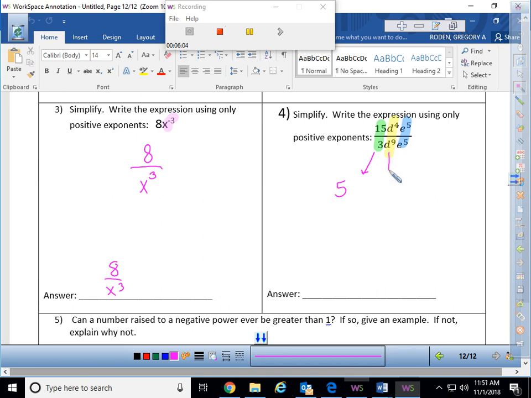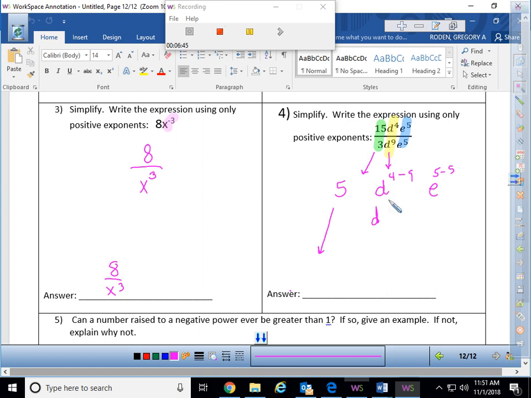Now, the d's, well, what do we do when we divide? We copy the base when it's the same base, and then we subtract our exponents. So this is going to be 4 minus 9, and then likewise here with the e's, we've got 5 minus 5. Now, I'm just going to bring that 5 down in my answer right here because I know there's nothing that's going to happen to that. But I've got to clean these things up a little bit. So let's see here. This is going to be D.